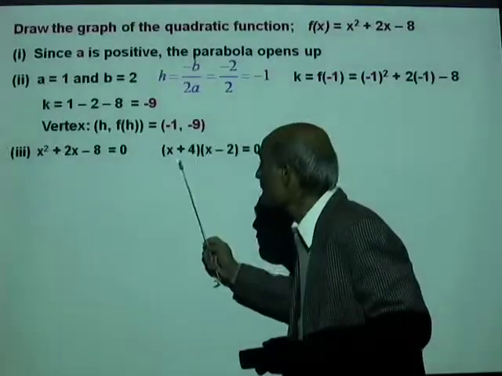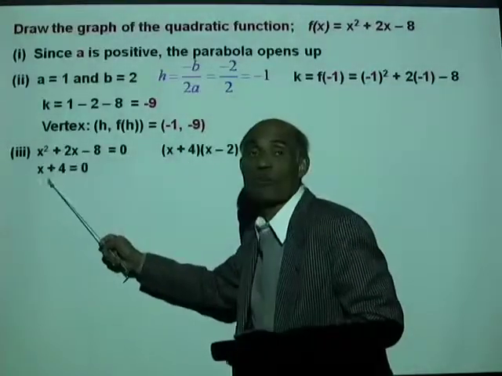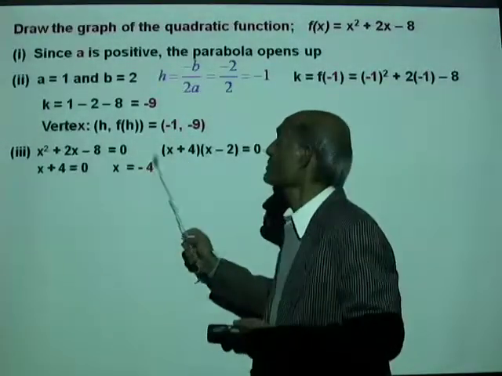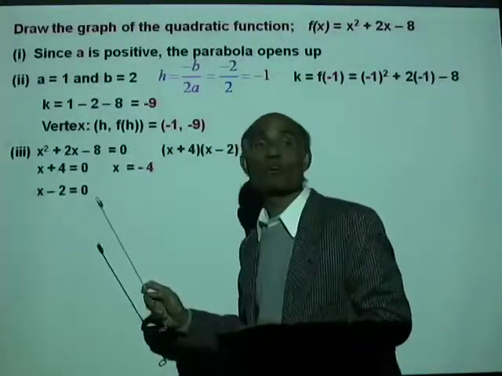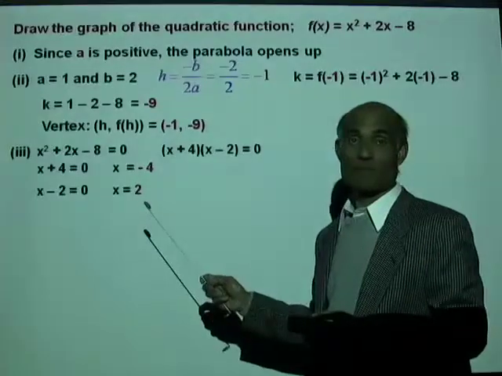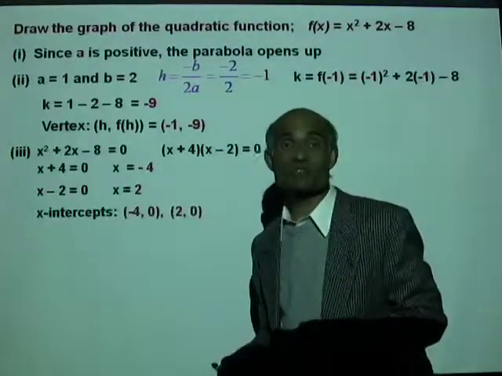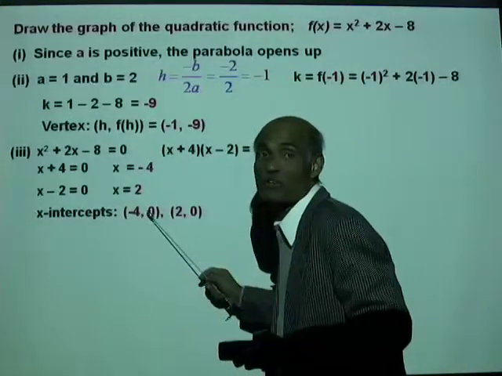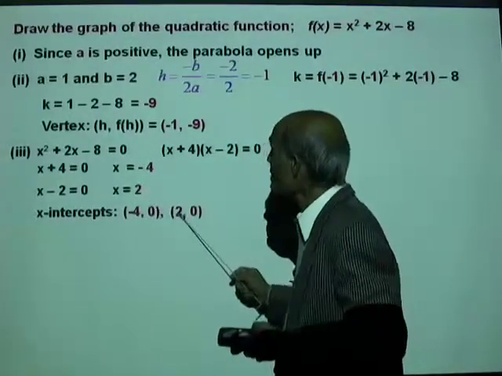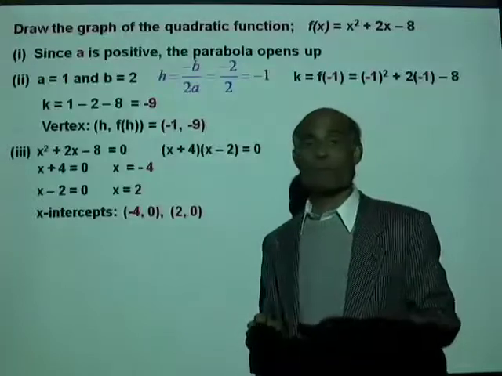And set each factor to 0. x plus 4 equal to 0 gives x equal to negative 4. And x minus 2 equal to 0 gives x equal to 2. So what are your x-intercepts? The first x-intercept is (negative 4, 0). The second is (2, 0).